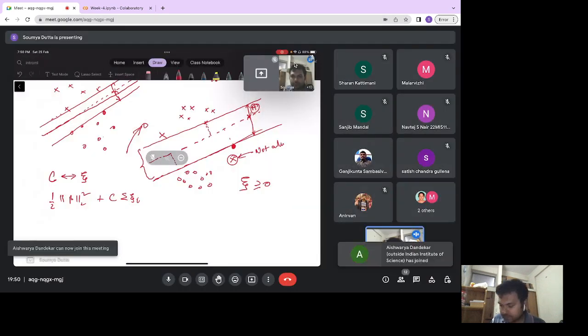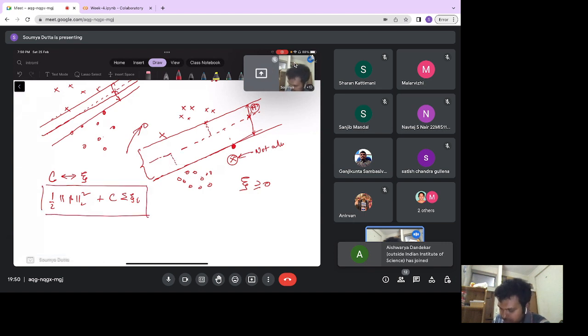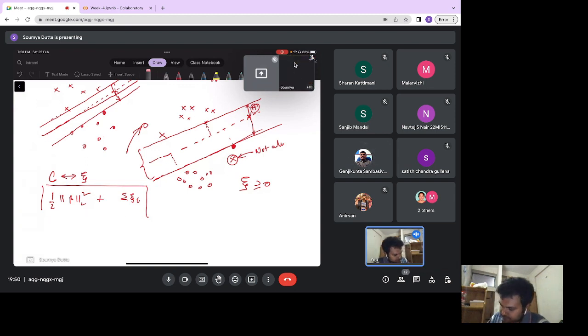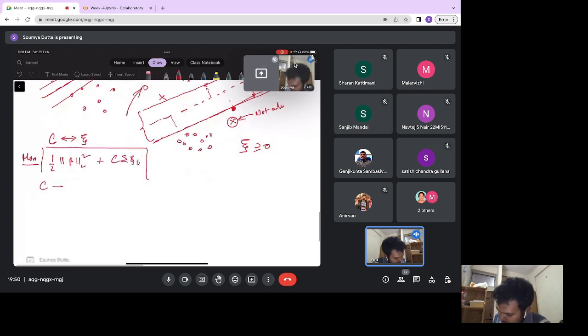Now, if you forget everything that is in the constraints, you just look at this and see that you are trying to minimize it. This is a minimization problem. Suppose C goes to infinity, meaning C is very large. In that case, if you put yourself in the place of the optimization solver, it will see that C is infinity, so it had better put all the zetas to 0. Am I correct?